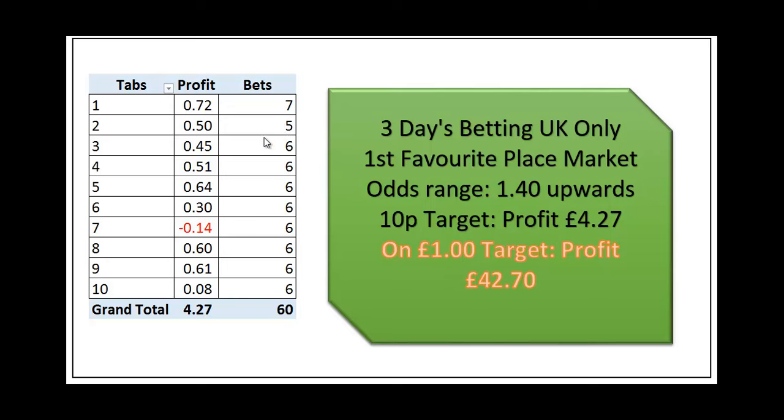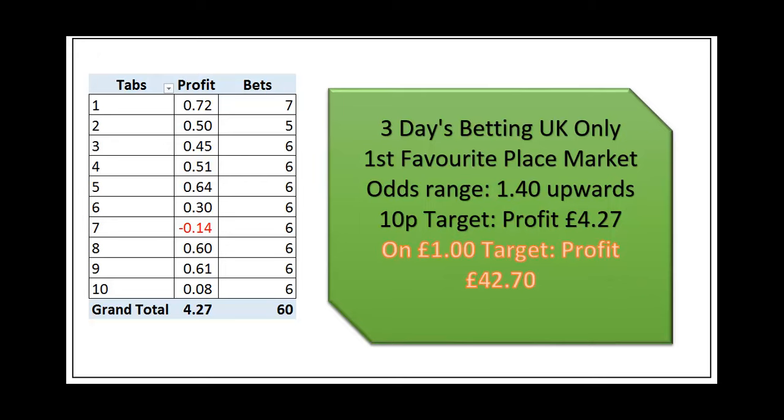So in the summary of the 3 days betting UK only first favourite in the place market, odds have to be 1.4 inclusive or upwards. On the 10p target, it just made £4.27 profit over 60 bets, as we can see there. So if we were looking at a £1 target, our profit for the 3 days would have been £42.70, and that's not touching anything. Once we set the bot up like we did, showed you at the beginning of this video, that was all it was done, and it was just left to run on its own devices.